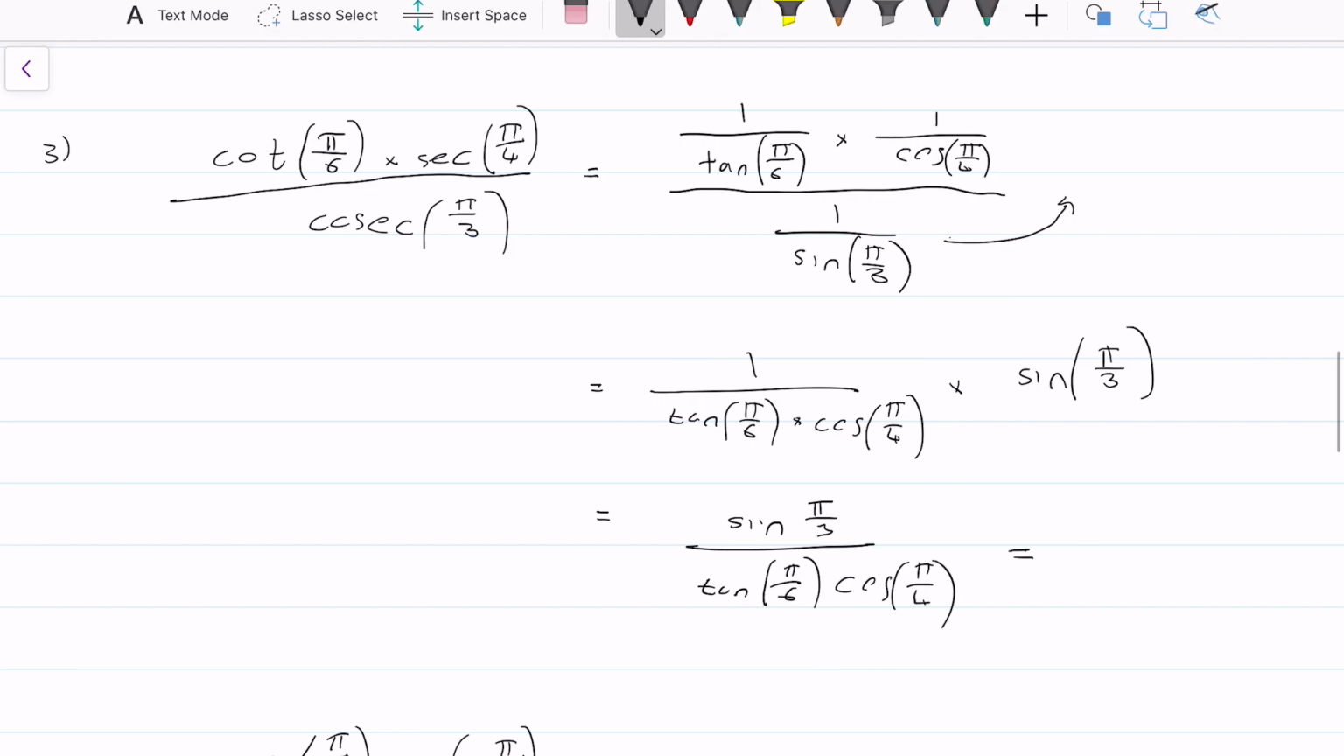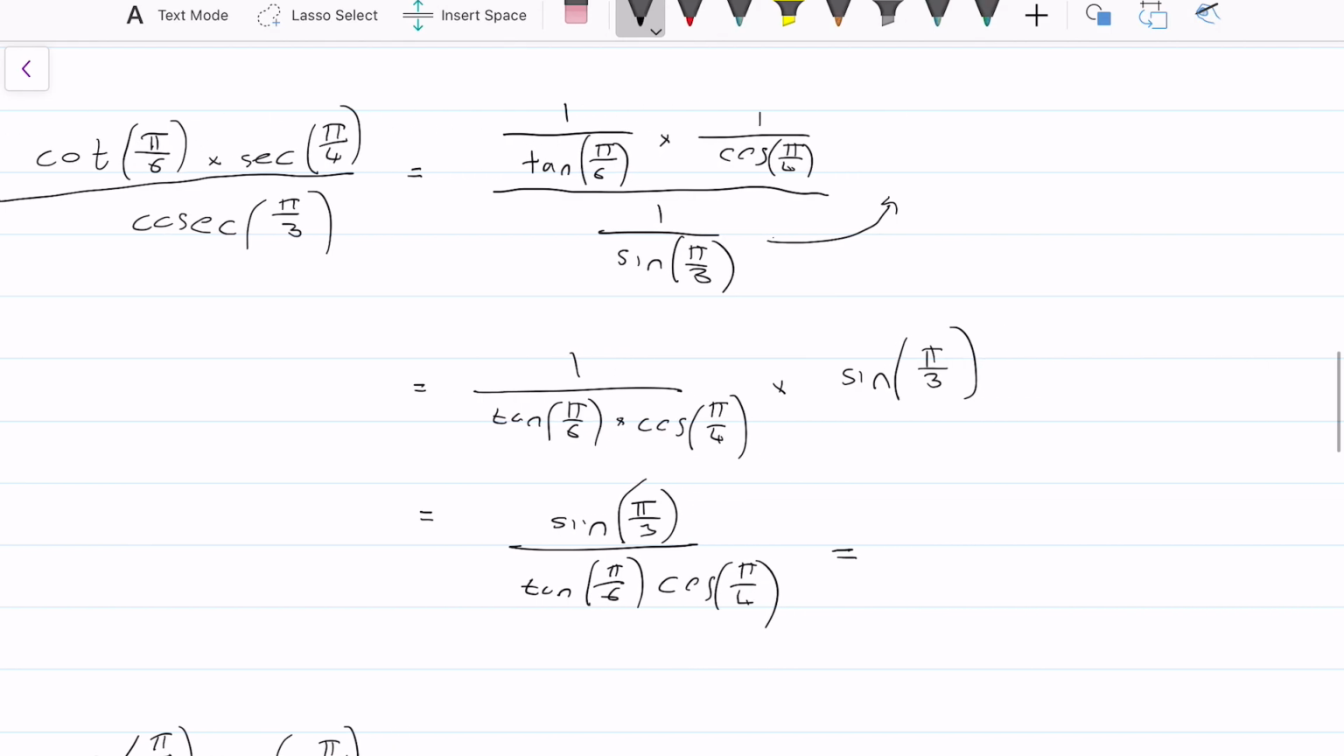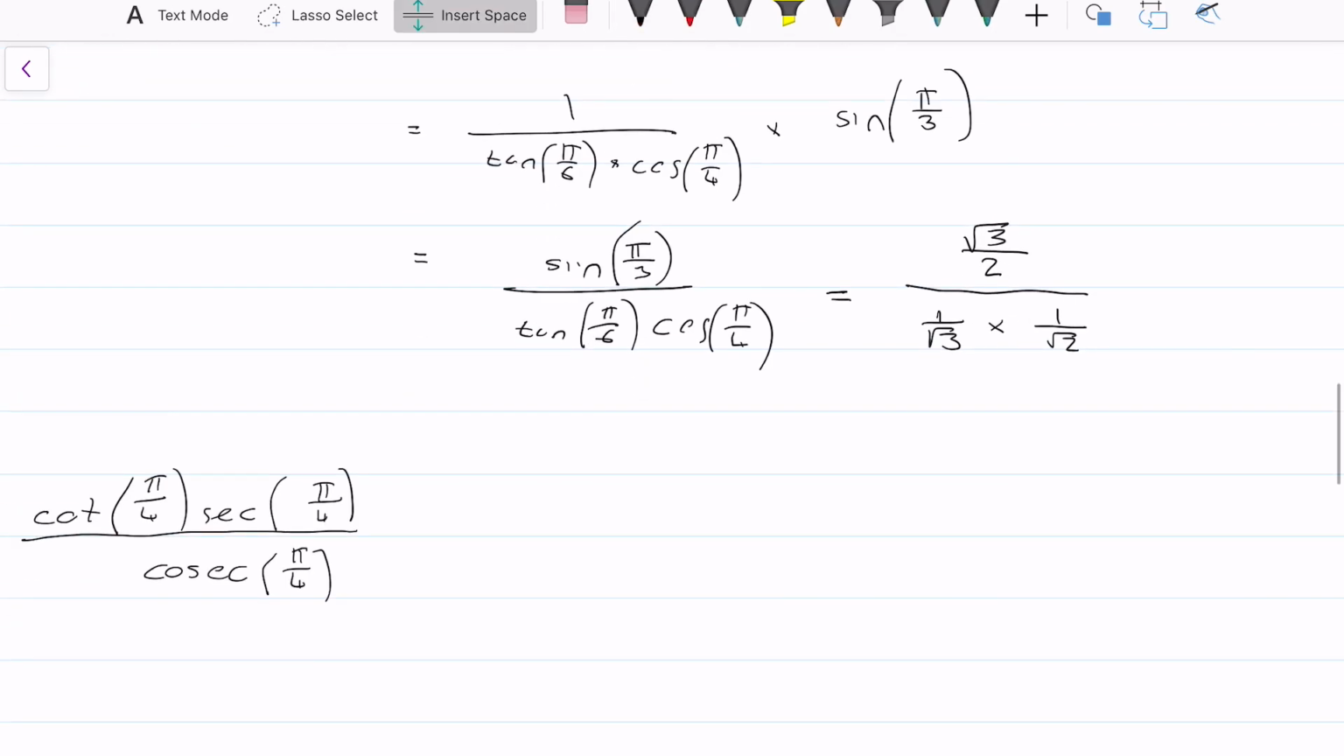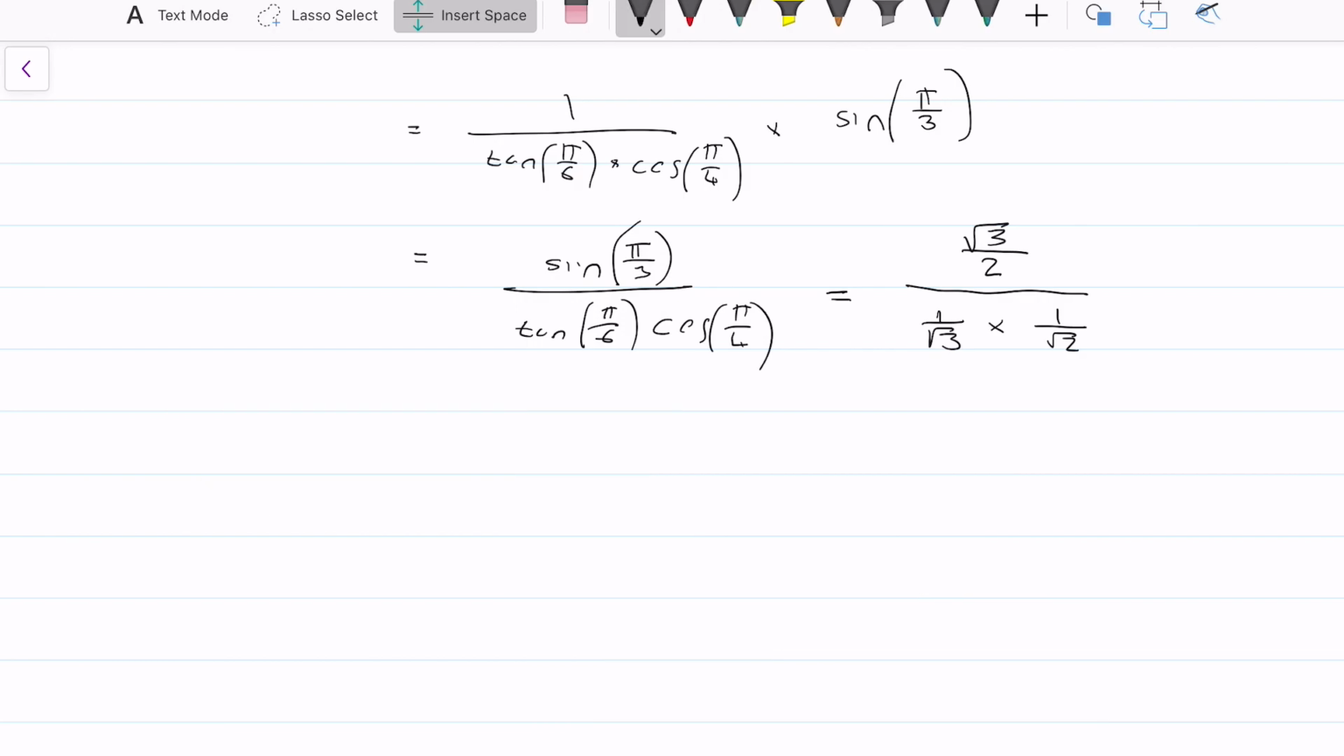Okay, so now you guys can go to your special angle triangles and you get sine pi over 3 is square root of 3 over 2, divided by tan pi over 6, which is 1 over square root of 3, times 1 over, and cot of pi over 4 is equal to 1 over square root of 2. Okay, so let me get a bit more space again.